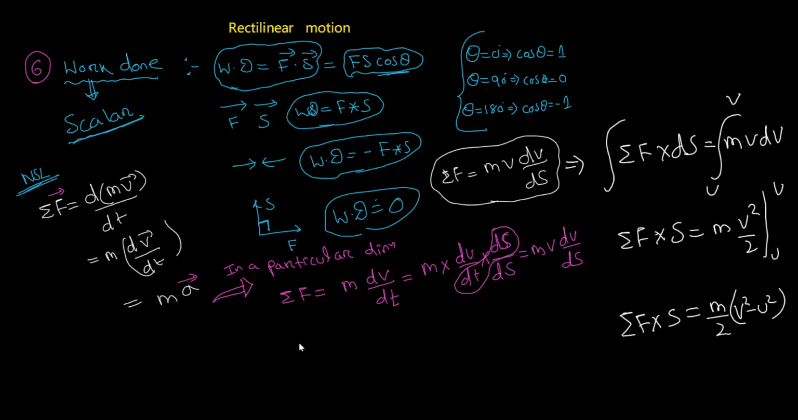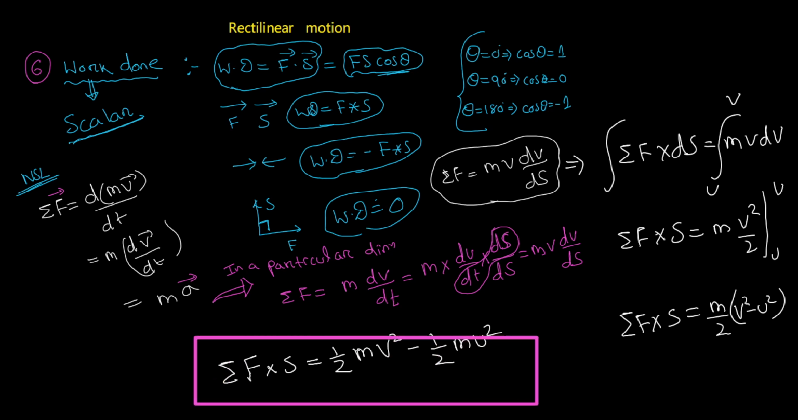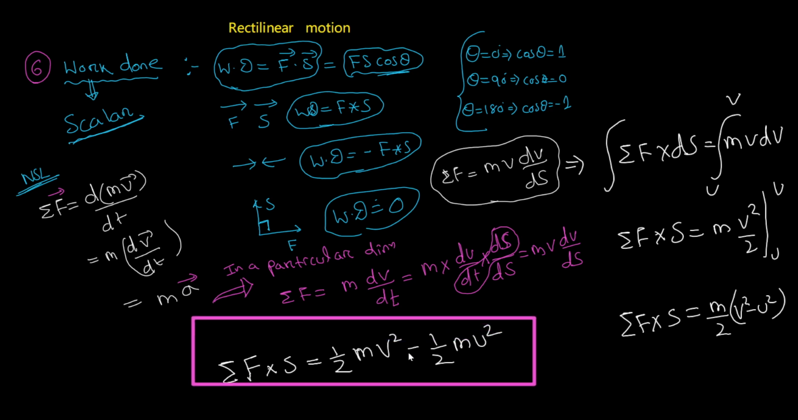So you are getting how much? You are getting net external force. Okay, net external force into displacement in a particular direction is equal to half m v square minus half m u square. So this one is also a principle. Okay, this one is a principle.